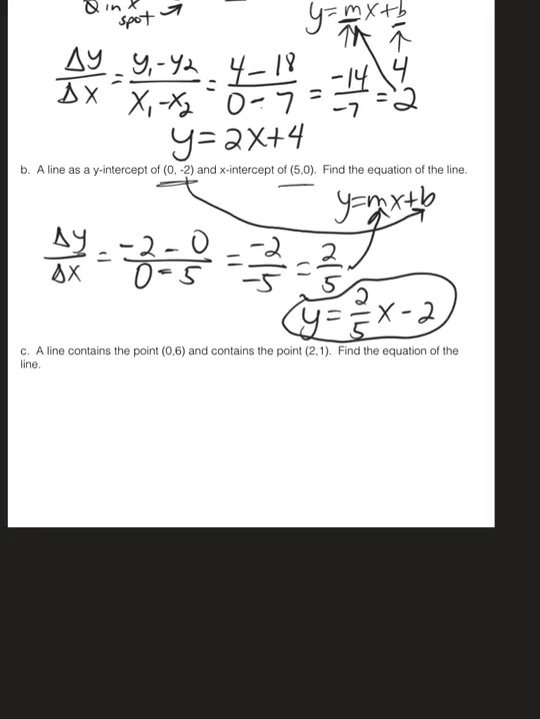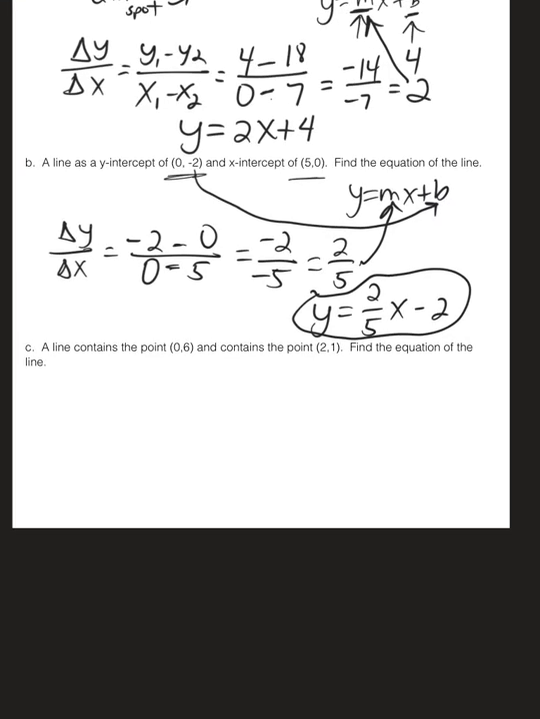Take a moment and do C. You'll pause the video and then come back and see if you did it properly.